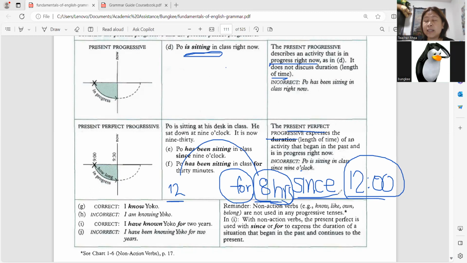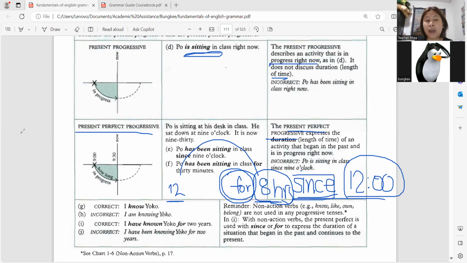I have been waiting since yesterday. I have been waiting since 5 p.m., 5 o'clock in the afternoon. I have been studying since I was 8 years old. I've been studying since I was a kid. So that is when to use since, and when to use for. Okay, that is present perfect progressive.